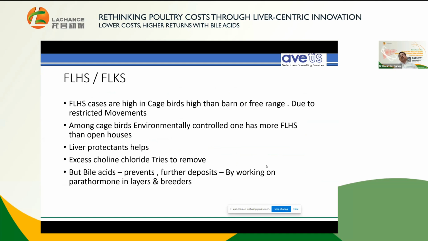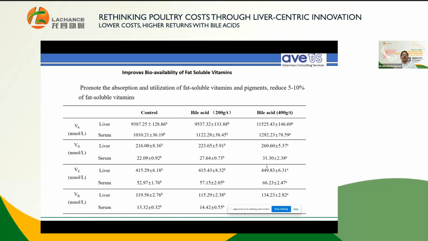But if you are using 3 to 4 kg of choline chloride, your dietary electrolyte balance, DEB, is going to change. If DEB changes in that condition, the birds are going to suffer, and dirty feces, diarrhea or wet litter conditions are bound to come. But bile acid prevents further deposits, working on parathormones in layers and the breeders.